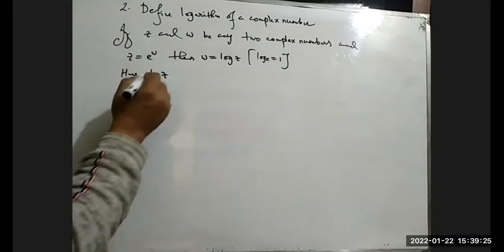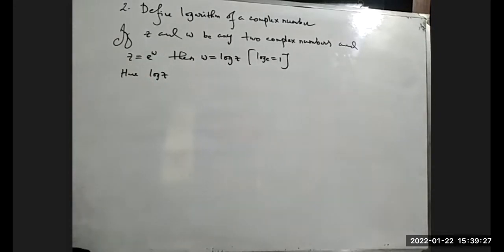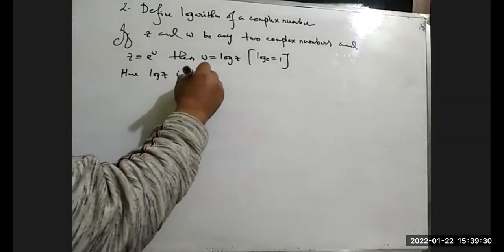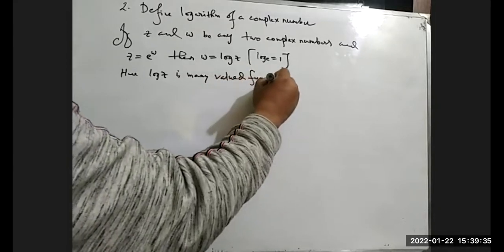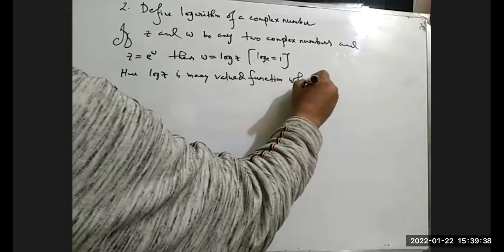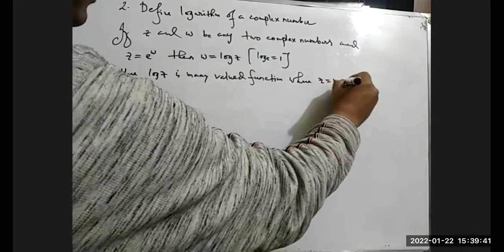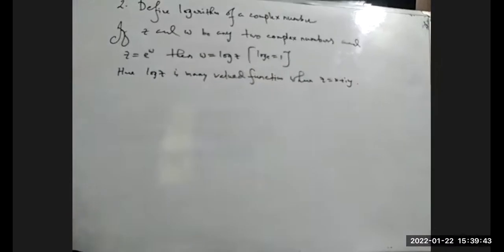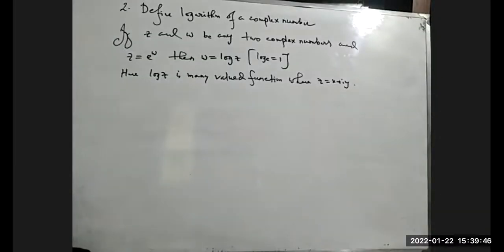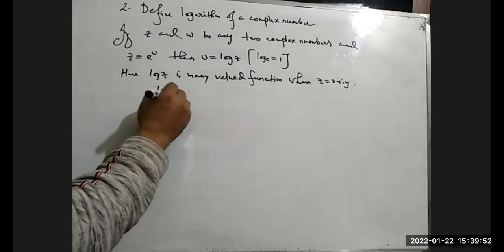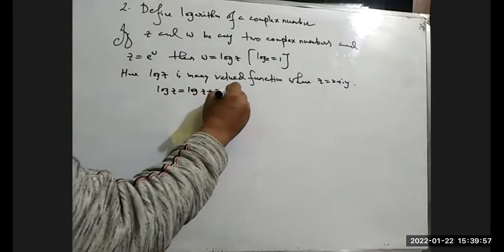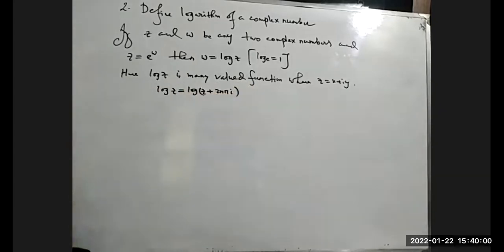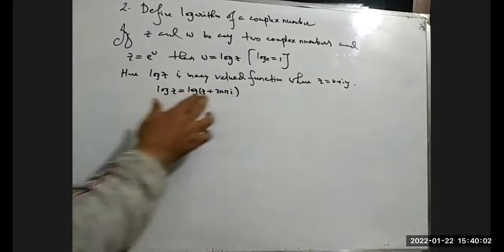Log Z is actually a many valued function, where Z equals x plus iy. X is the real part and y is the imaginary part. And this log Z can be defined as log Z plus twice n pi i. Remember it. Twice n pi.